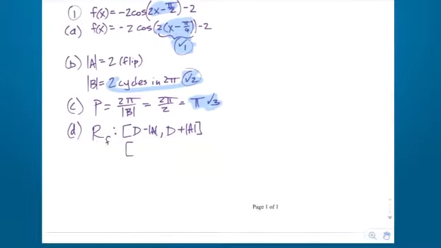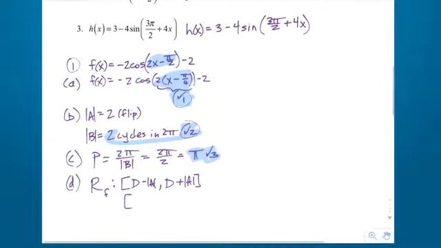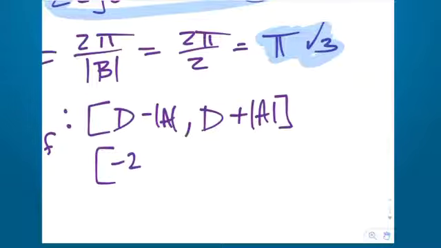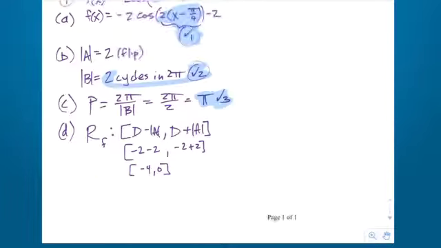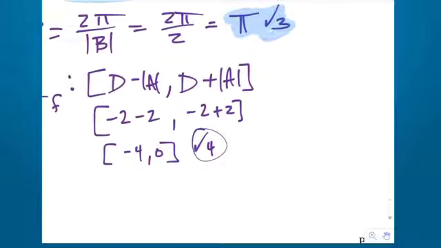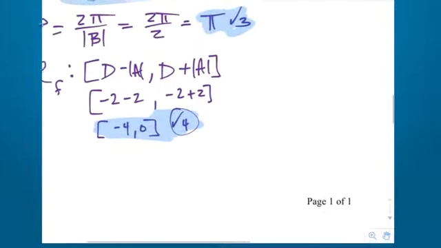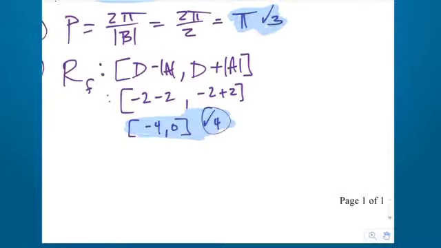And so it's going to be, what's our D value? -2. So we're going to go -2 and then down 2, and then -2 and up 2. So the range for this is going to end up being -4 to 0. And we'll call that check number 4. So that's the easiest way to do it with interval notation. And again, I'm kind of just working straight down here.